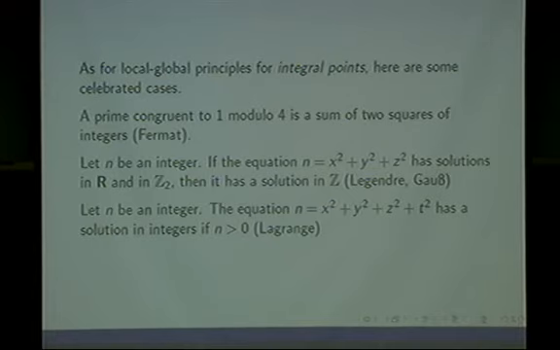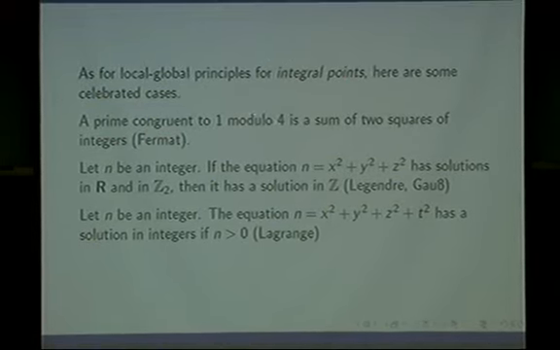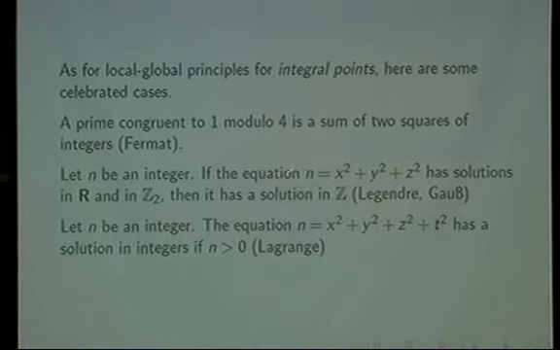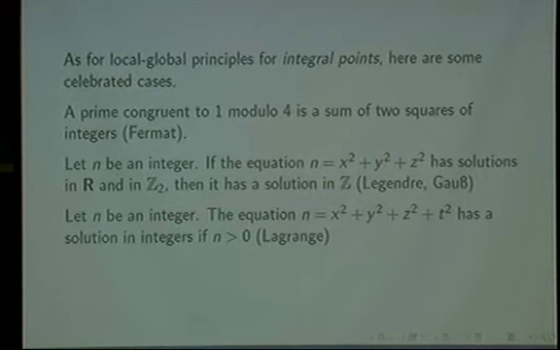Okay. So for integral points, there are some famous cases. So one famous case, which is normally not stated like this, is the famous result that if you take a prime congruent to 1 mod 4, it is a sum of two squares of integers. And if you think of the equation p equals x squared plus y squared, the congruence condition boils down to this congruence here. The other ones are automatic.